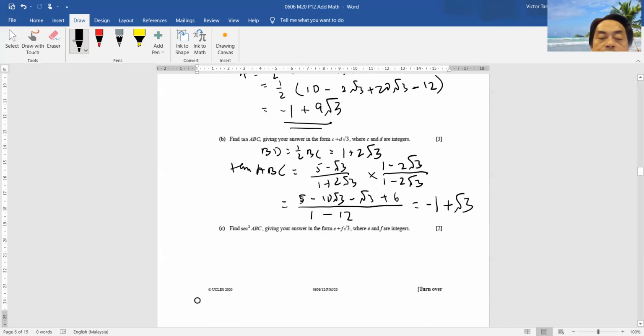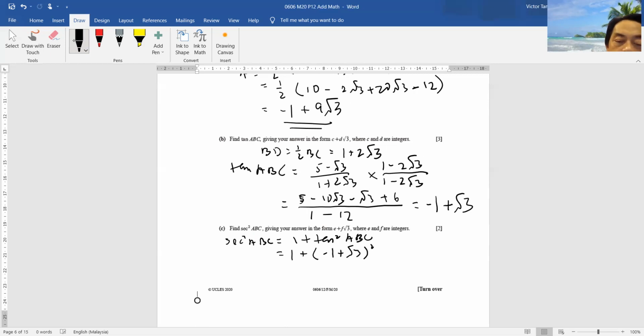Find secant squared ABC, giving an answer in the form E plus F root 3. Okay, using the identities, secant squared ABC is 1 plus tangent squared ABC. 1 plus minus 1 plus root 3 squared, 1 plus 1 minus 2 root 3 plus 3. So this would be 5 minus 2 root 3. Okay, that is the solution.